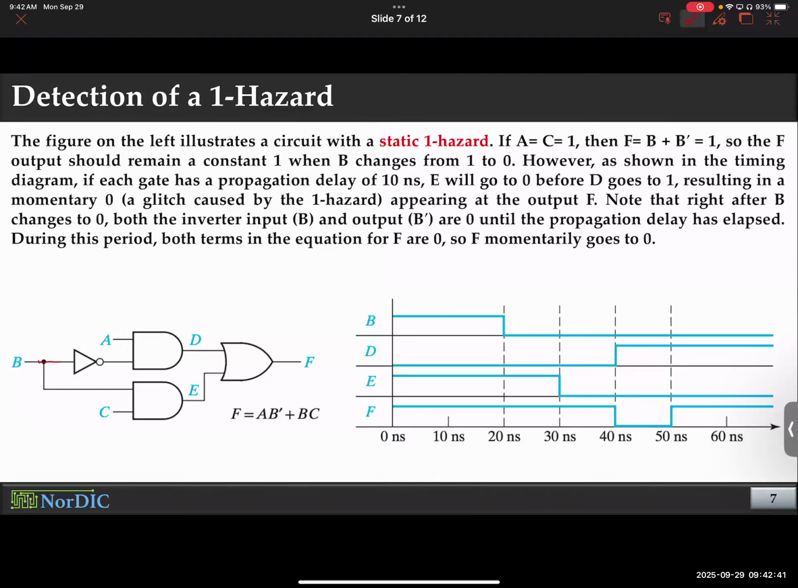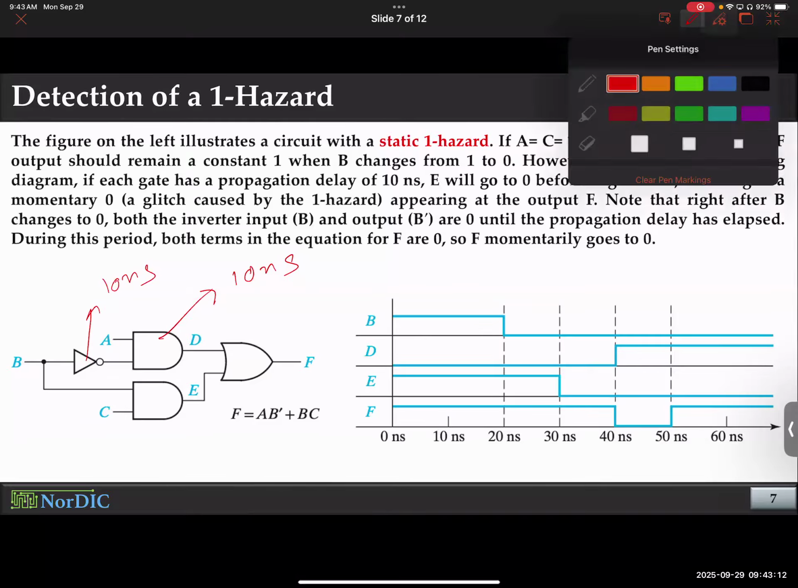But let's see how that B transition goes through the chain. Number 1, when B changes, that leads to a change in D. D is still sensitive to B, by the way. F is insensitive, but D is still sensitive to B, right? You guys see that? So D changed, but after a while. You guys all agree? Okay. And without any loss of generality, let's assume that every logic gate has 10 nanosecond delay. 10 nanosecond, all right? Let's consider that.